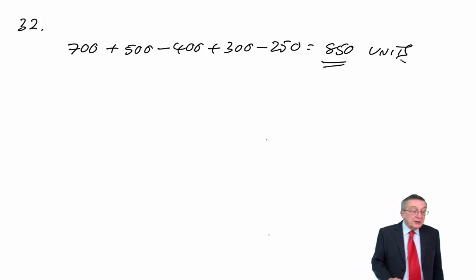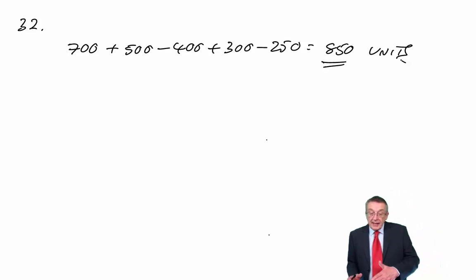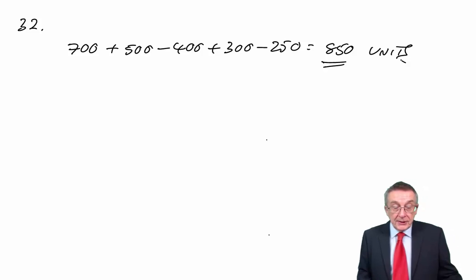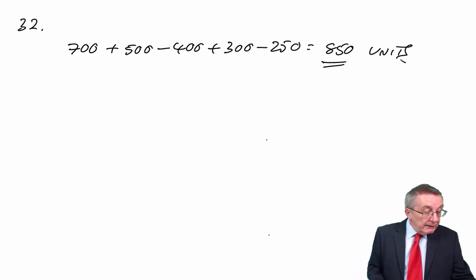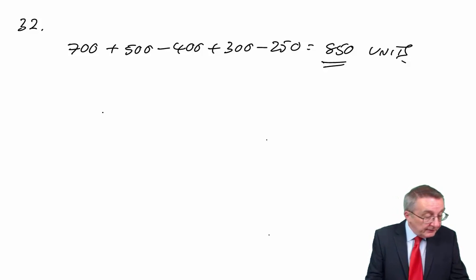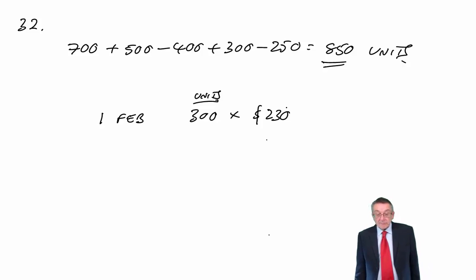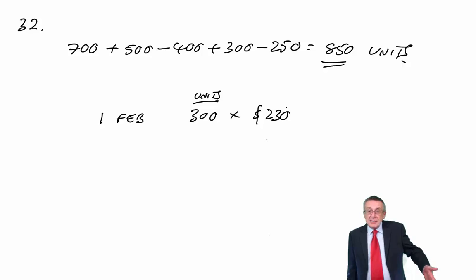How are we going to value them? If it's FIFO, we always assume that the ones left at the end are the most recent purchases. So our year ends April X6. If you go backwards, the most recent purchase was on the 1st of February. We bought 300 and they cost 230 each. I'll multiply up afterwards. However, that's not enough. We've 850 left. So what about the other 550?